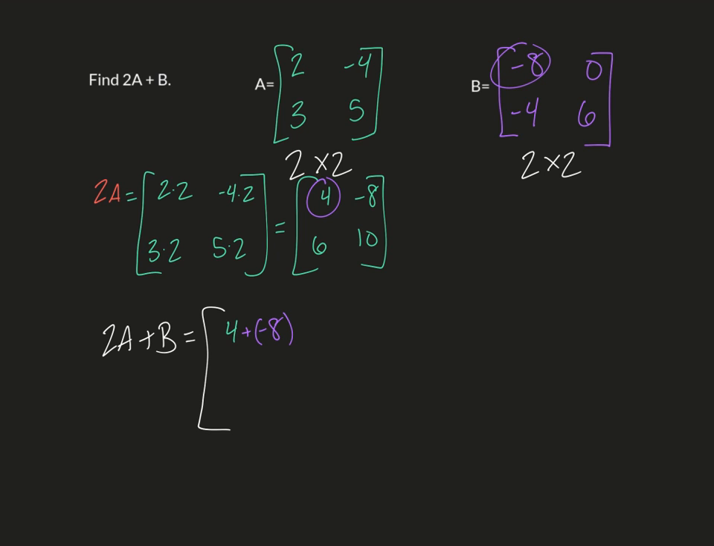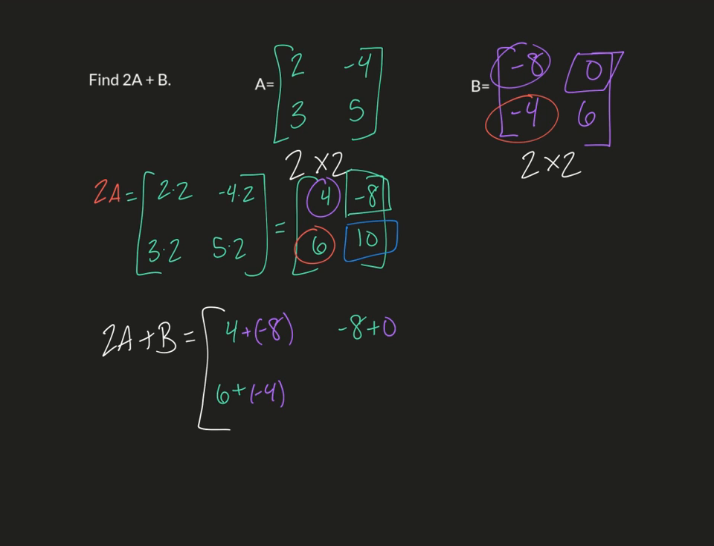And I'm going to repeat this process. So the next one, I am going to do the negative 8 from matrix A, and I have to add that to, in matrix B, it is 0. Then we're going to move down to the bottom. So I'm going to have to add the 2 in the second row, first column. So for matrix A, that is a 6. Plus in matrix B, I've circled it in red, that's a negative 4.